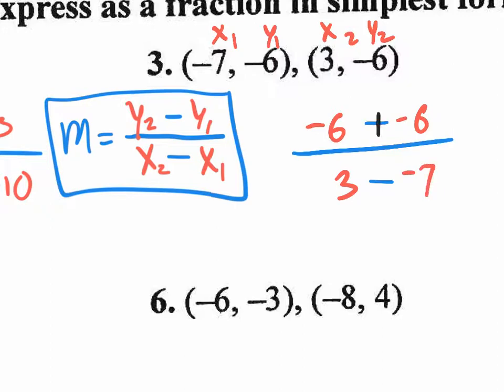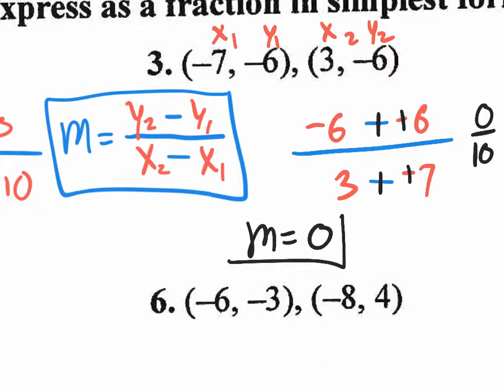Change the minus minus to plus plus. On top, -6 plus 6 is 0. 0 divided by 10 is 0; 0 divided by anything is 0. So the slope is 0. That's number 3. If you were to graph it, it'd be a totally flat line. It's not steep at all. It's the opposite. It's totally flat like the floor.